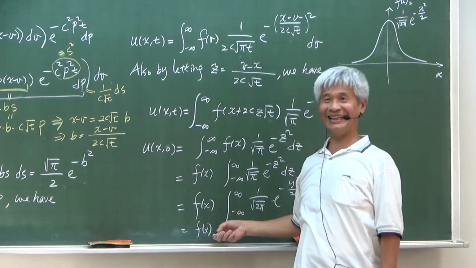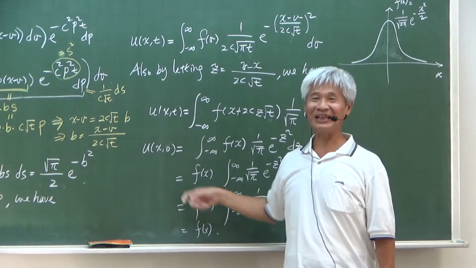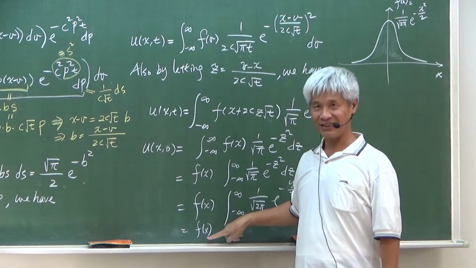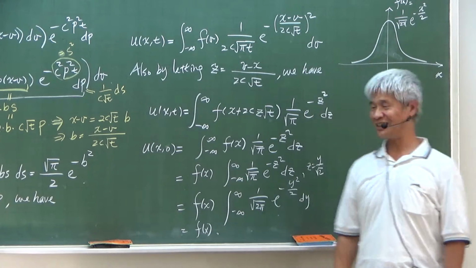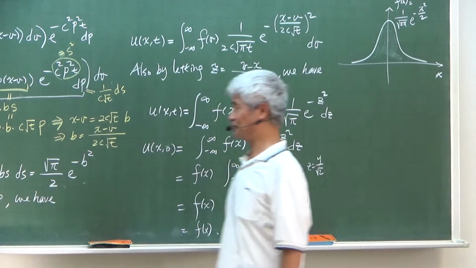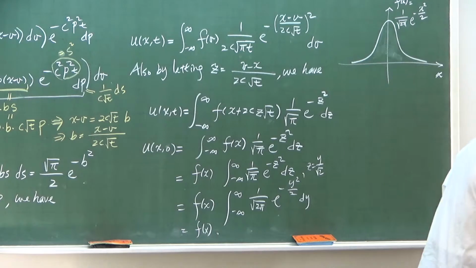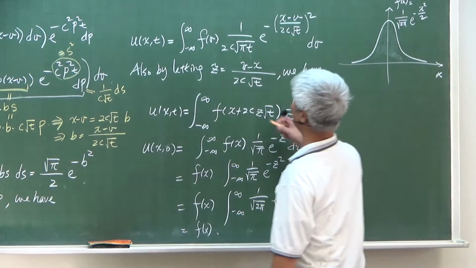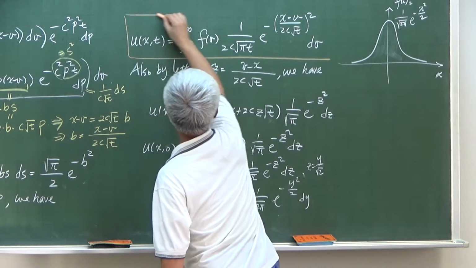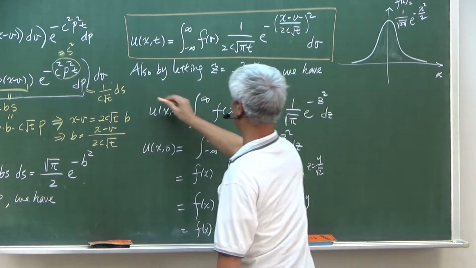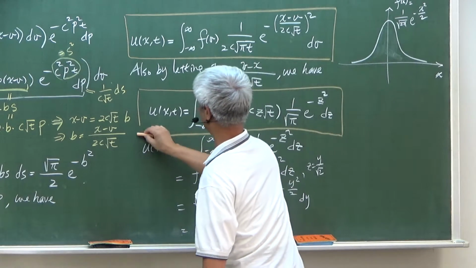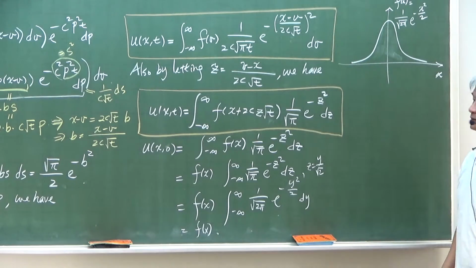So we get the initial condition, right? Because this should be the fact, right? Because u(x,0) should be equal to f of x. So exactly we get that, right, from this expression. So we have two useful expressions here. One is this expression. The other is here.